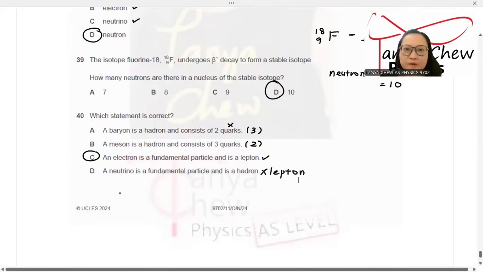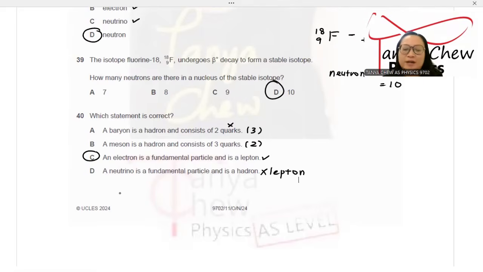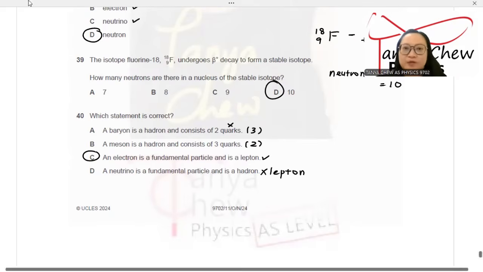So that is all about our discussion for 9702 October November 2024 paper 1-1. If you need the PDF solution, all you need to do is look at the description I attached in the description.